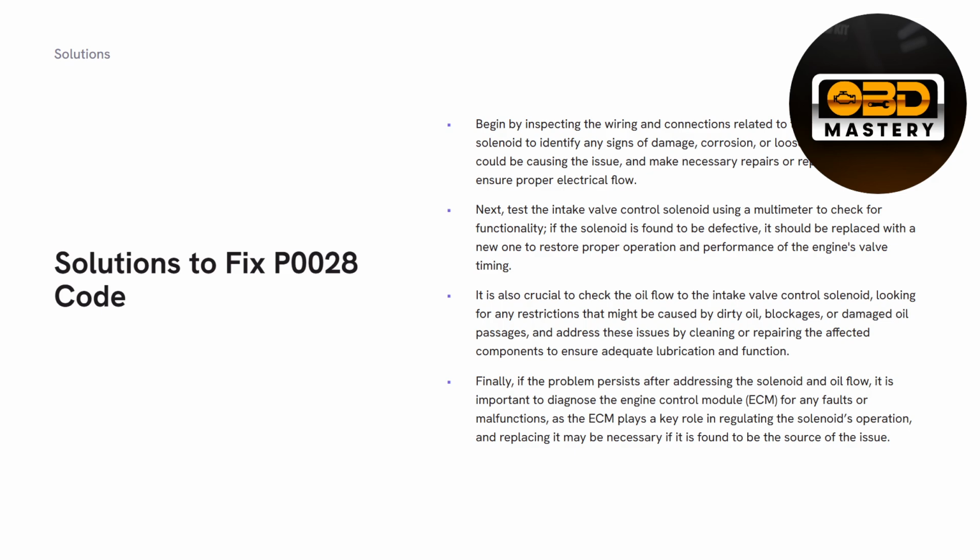Now, also, it is crucial to check the oil flow to the intake valve control solenoid, looking for any restrictions that might be caused by dirty oil, blockages, or damaged oil passages. It's important that you address these issues by cleaning and repairing the affected components to ensure adequate lubrication and function. Last up here on the list, if the problem persists after addressing the solenoid and oil flow, it is important to diagnose the ECM for any faults or malfunctions, as the ECM can play a key role in regulating the solenoid's operation, and replacing it may be necessary if it is found to be the source of the issue. So that's pretty much it for today's video with the causes, symptoms, and solutions for the P0028 DTC OBD2 code.